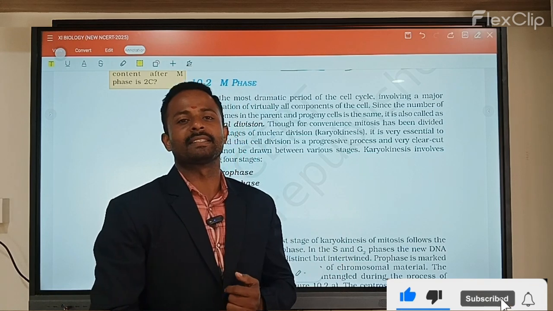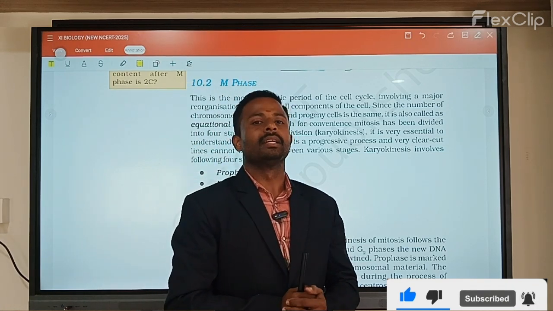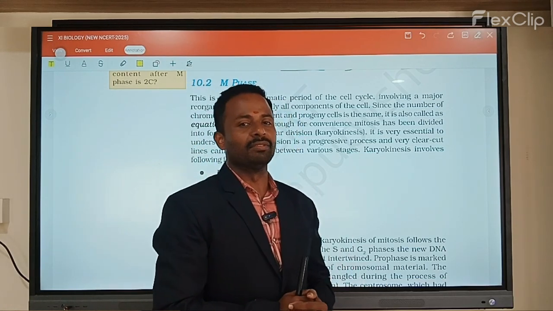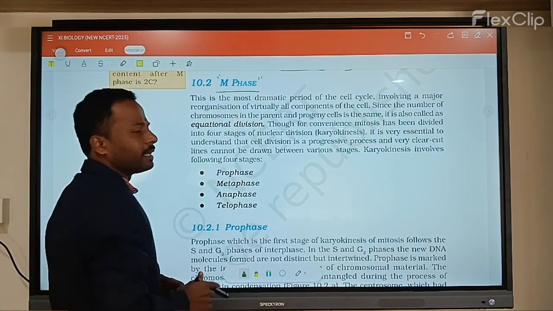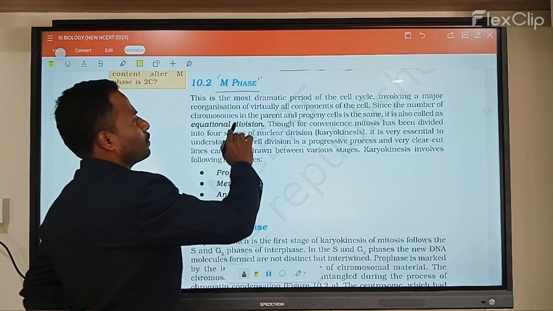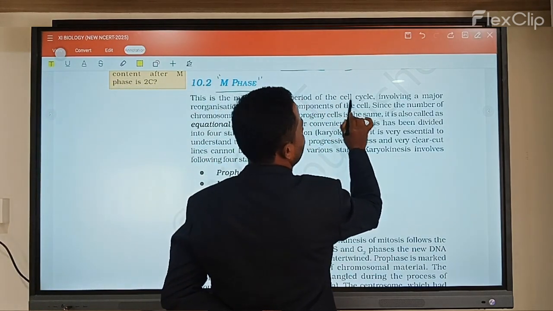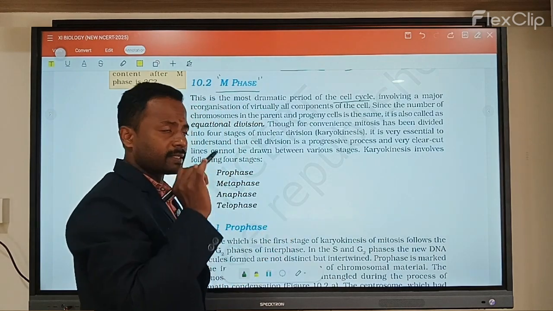For this section, we will discuss the Class 11 NCERT chapter Cell Cycle and Cell Division, part 2. We will discuss the M phase. It is the most dramatic period of the cell cycle, so it is a very important period in the cell cycle.